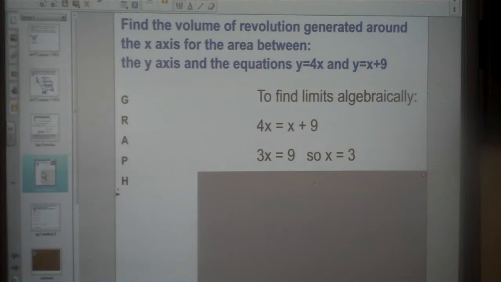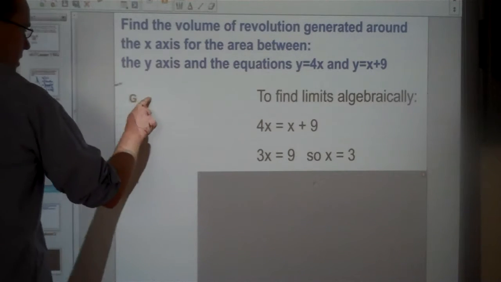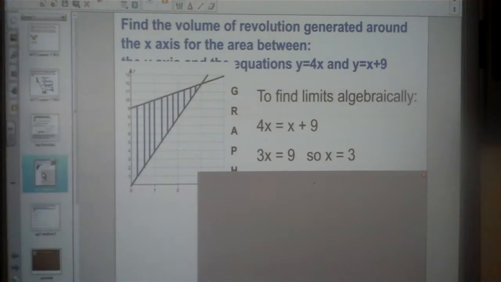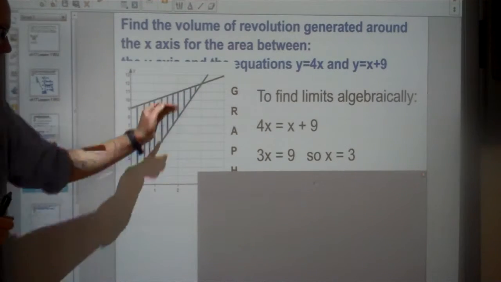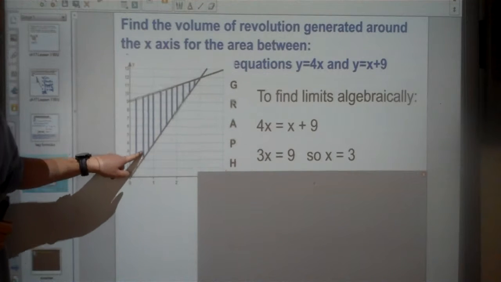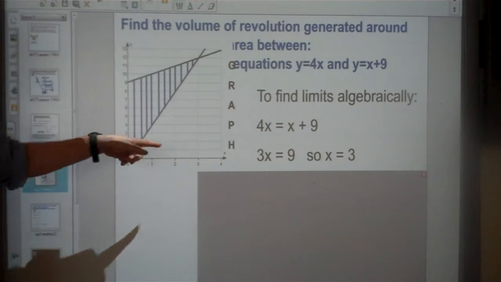Now if we apply that to a question, find the area between y equals 4x and y equals x plus 9. Now I've drawn in a little graph so you can see what this actually looks like. We can see that it's between here and here. And if I was actually to slide this graph up, you can see that the limits are 0 and 3.